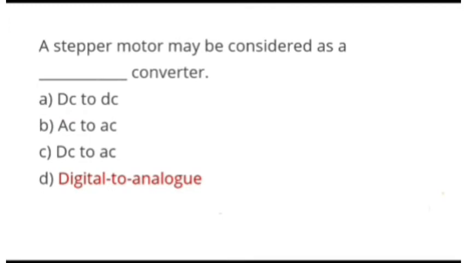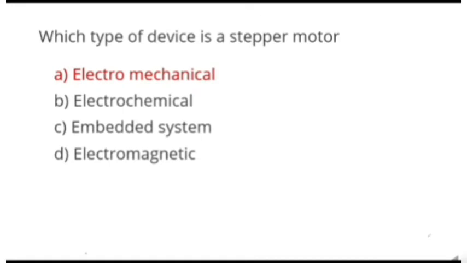Next question is, a stepper motor may be considered as a converter. Options are DC to DC, AC to AC, DC to AC, digital to analog. So correct answer is digital to analog. Next question is, which type of device is a stepper motor? Options are electromechanical, electrochemical, embedded system, electromagnetic. So correct answer is electromechanical.